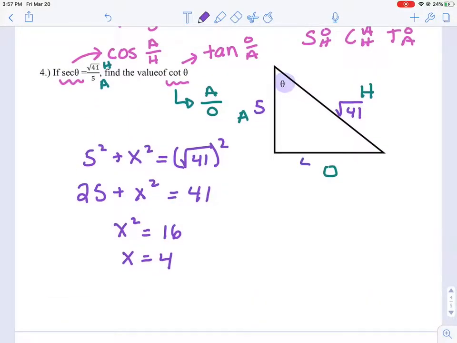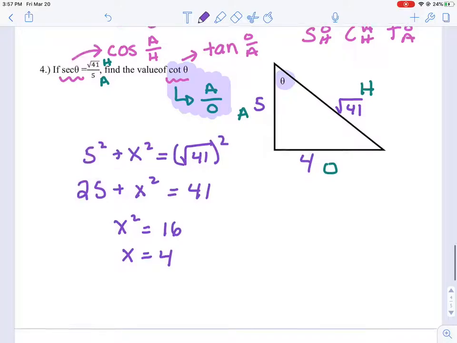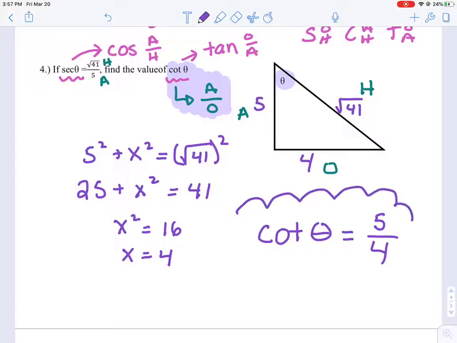So let's label that side on my triangle. Again, ultimately, they're asking me for cotangent, which is adjacent over opposite. So cotangent of this angle is my adjacent, which is 5, over my opposite, which is 4. That is my final answer.